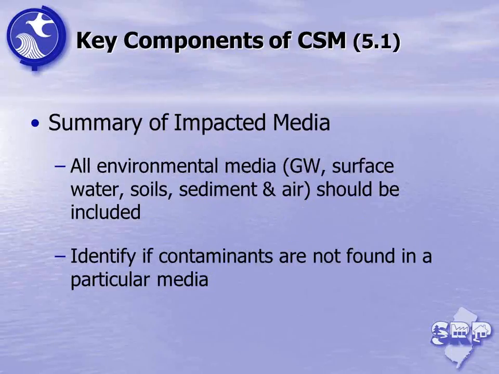Continuing, expanding on this a little bit, describing the contaminant impacts in the impacted media should include all media: groundwater, surface water, soil, sediment, air. And there may be certain media where no contaminants are found, and so you would summarize that. And there are graphics presented in the CSM guidance that show how one can summarize how we would describe the extent of contaminants with respect to each media. And then you know what to focus on.